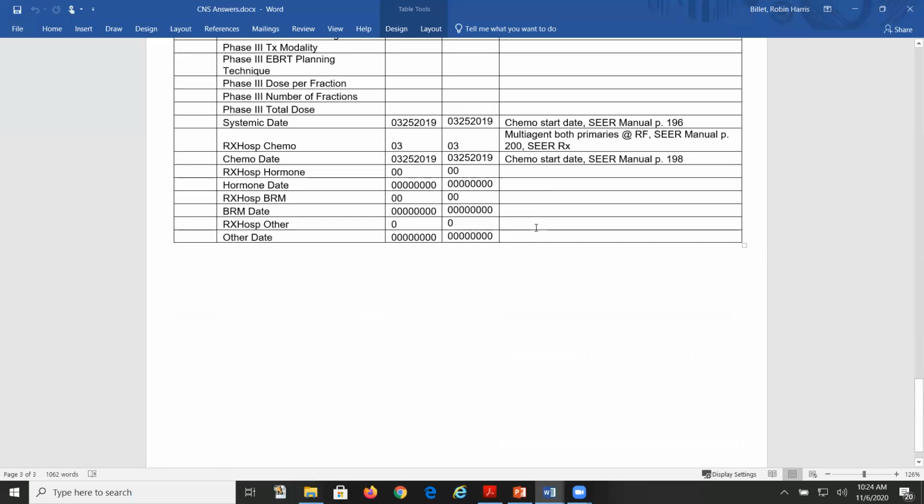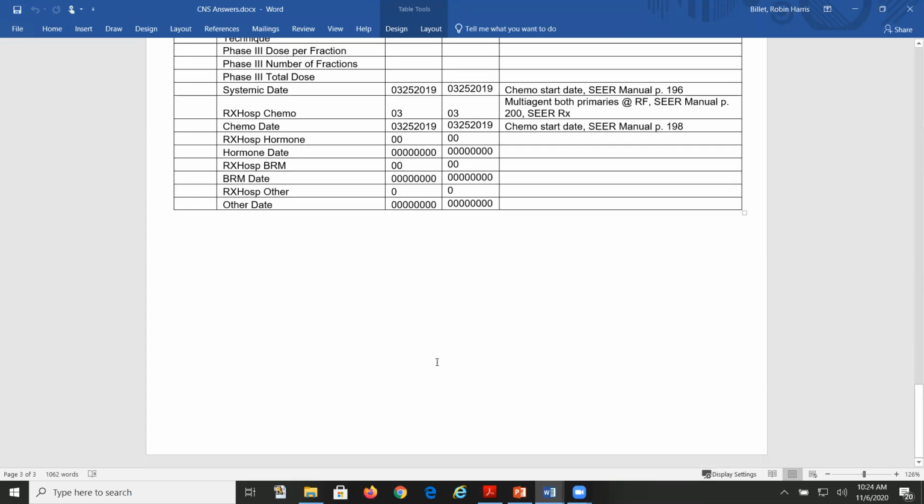Moving on down to our systemic date, 3/25/19, chemo 03 for multi-agent chemo, and the chemo date 3/25/19. And the rest of the systemic fields we code as 0. Do we have any questions?